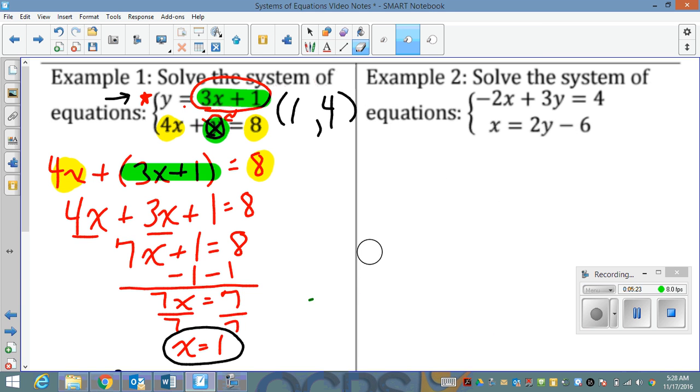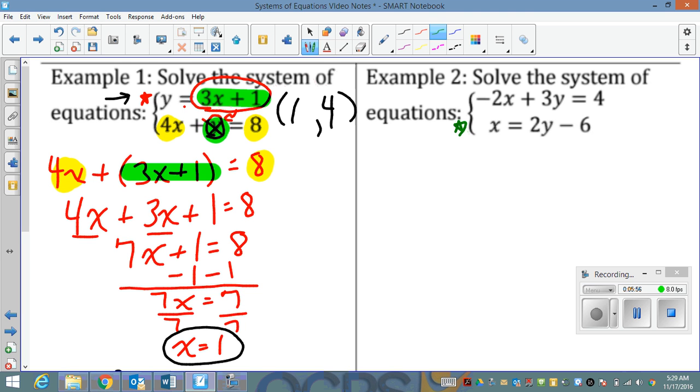Let's take a look at our second example. In our second example, we have negative 2x plus 3y equals 4 and x equals 2y minus 6. Notice this time our second equation already has that first step done. It is solved for x. It doesn't matter which one you substitute in. You're going to look for the one that is isolated by itself. And that's the one you're going to use for step 1.